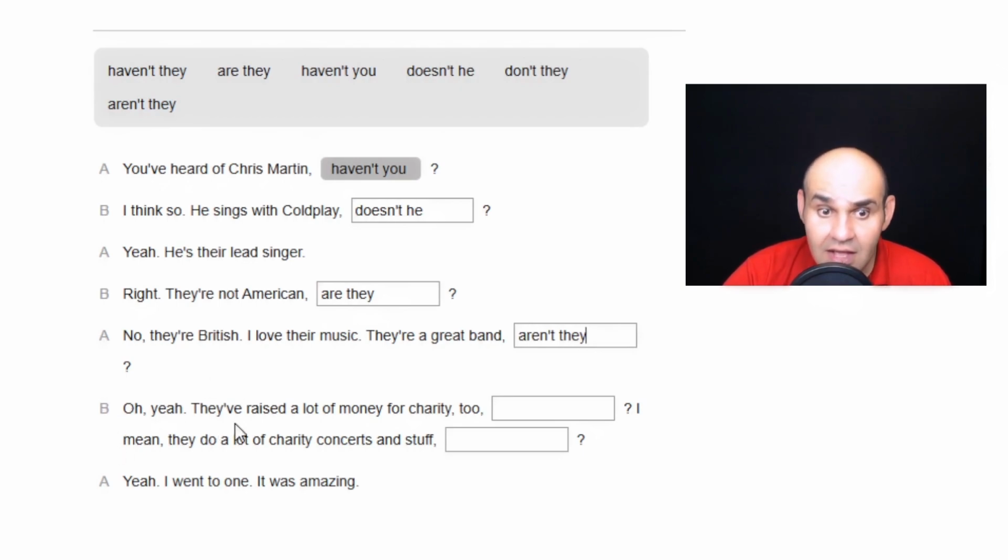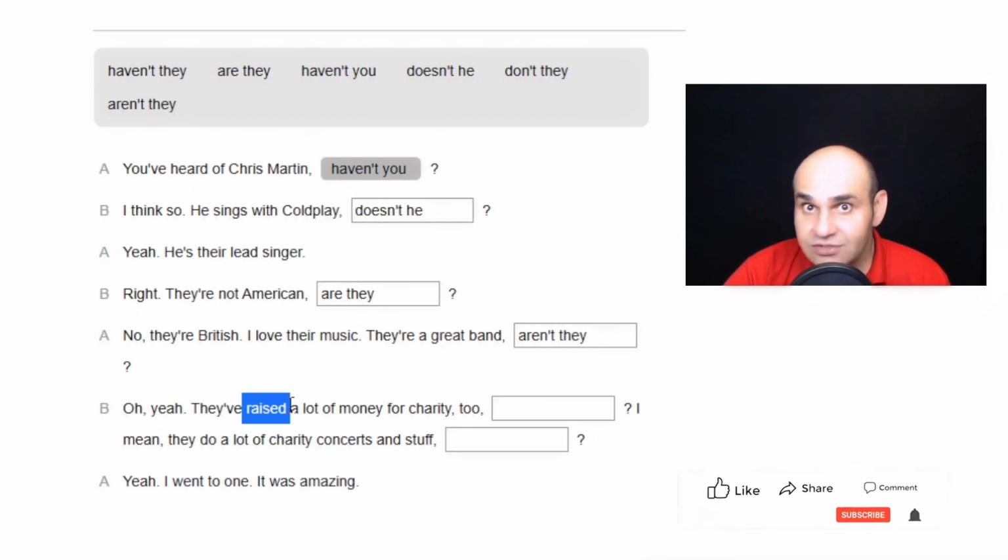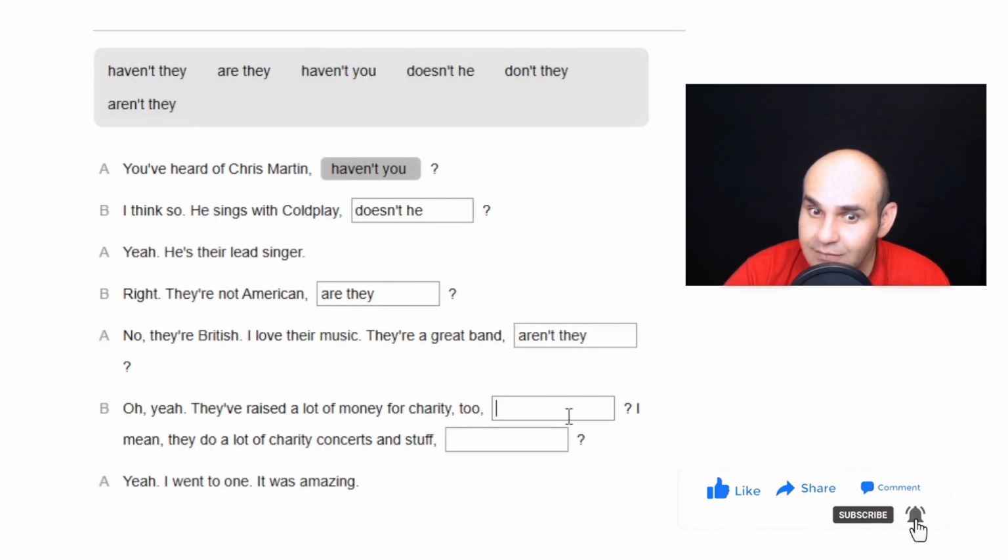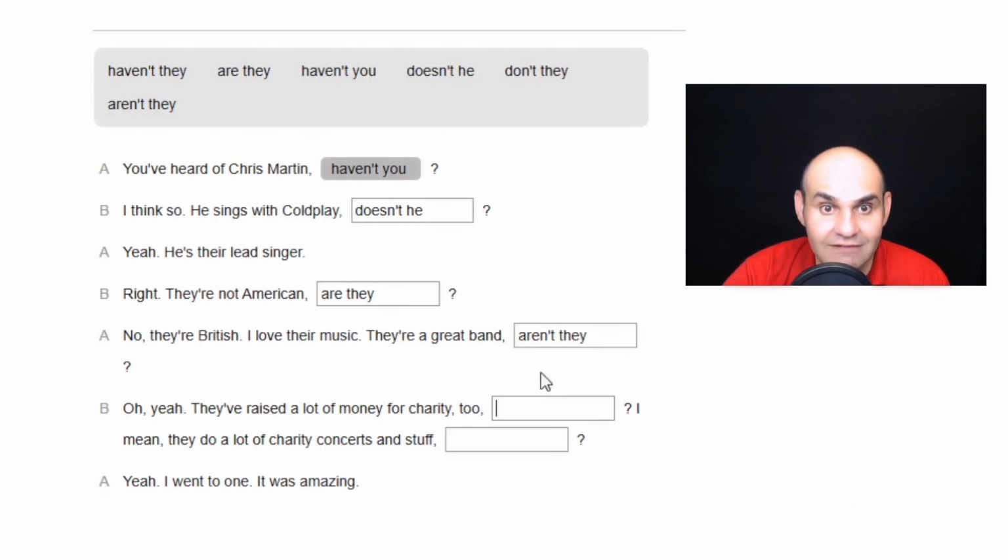Speaker B says, oh yeah, they have raised a lot of money for charity too. They have raised a lot of money. What is the verb tense? Have plus past participle form of the verb. So you know this is the structure of the present perfect tense. So we need a tag in the present perfect tense. But affirmative or negative? Negative, because the statement is affirmative. So what is the answer? Very good. Haven't they? So they have raised a lot of money for charity too, haven't they?